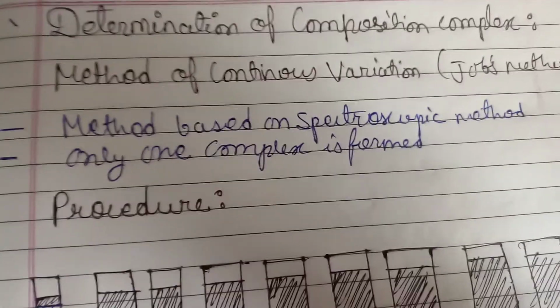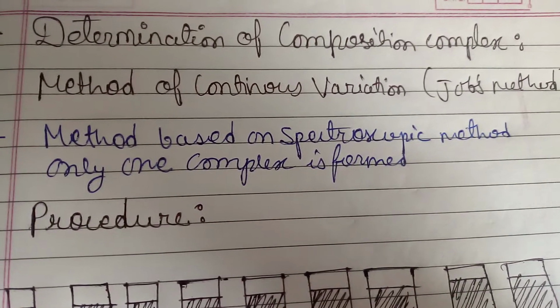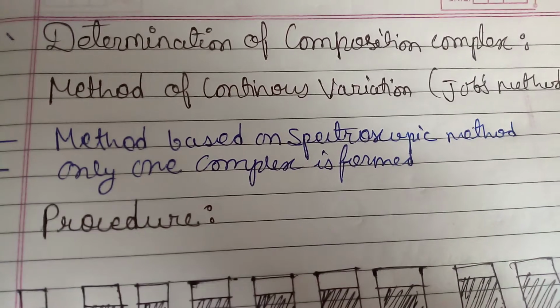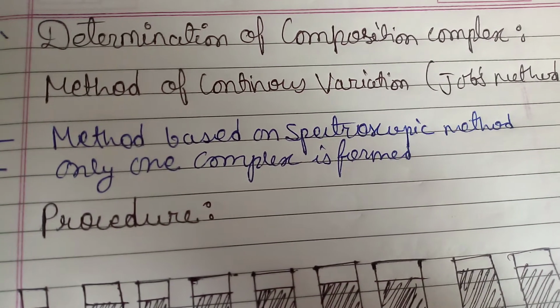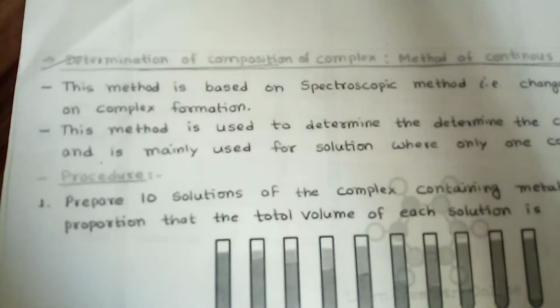Today's topic: determination of the composition of a complex by the method of continuous variation, the Job's method. What is Job's method? Now we will explain the composition of a complex with the help of Job's method.